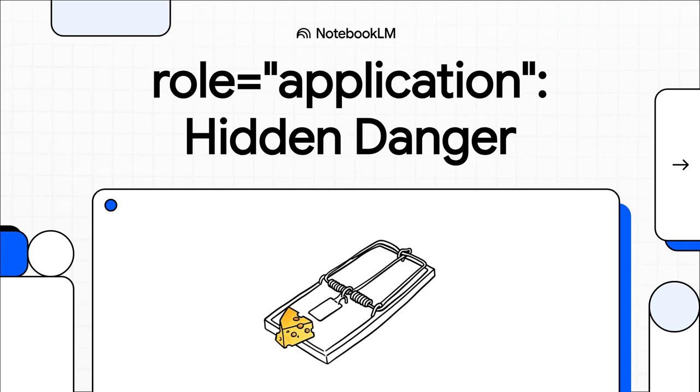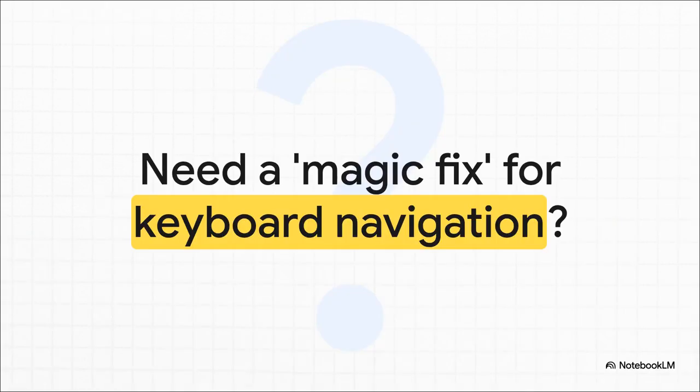All right, let's talk about something in web accessibility that's, well, it's a real double-edged sword. We're going to dive into one of the most powerful, but also one of the most misunderstood ARIA attributes out there. It promises you complete control, but as you're about to see, that promise comes with a massive hidden cost for your users.